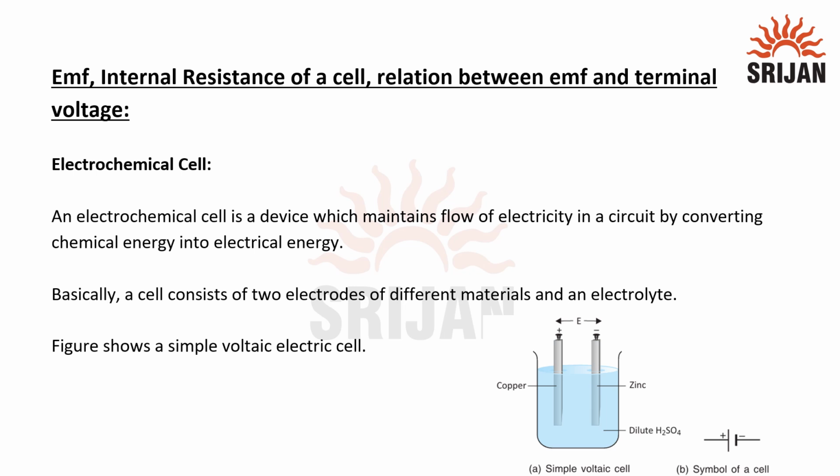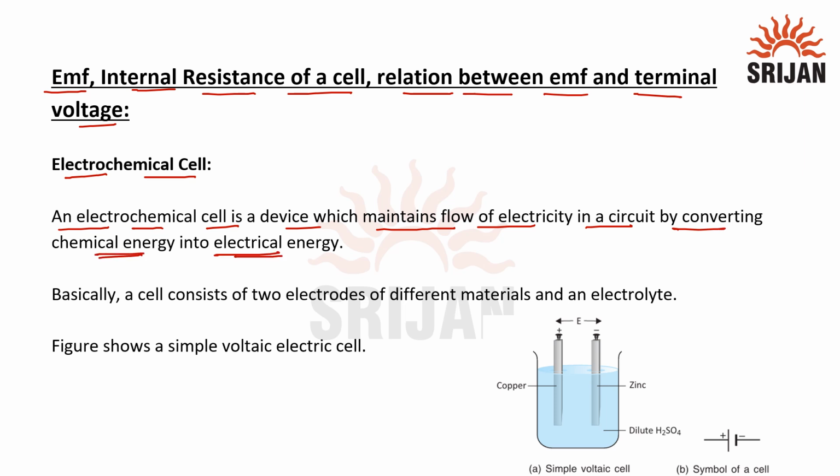In this video, we will learn about EMF, internal resistance of a cell, and the relation between EMF and terminal voltage. First, let's understand about electrochemical cell. An electrochemical cell is a device which maintains the flow of electricity in a circuit by converting chemical energy into electrical energy. So here we have an example of an electrochemical cell which converts chemical energy into electrical energy.